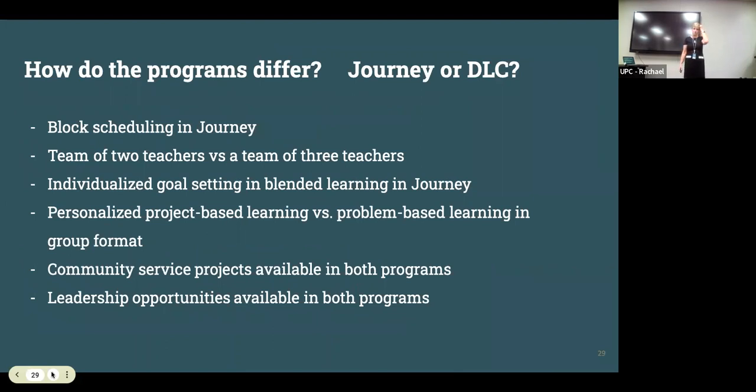So we always get this question, well, how are they different? How do I know which one to go to? Well, I would encourage you to tour both of them, but we have a block schedule in Journey. We have 2 teachers versus 3 teachers, so it's a difference in the number of individuals that they're working with. One is a very personalized learning environment. The other is more of a group learning environment. When we think about community service, both groups offer community service and leadership opportunities. It's really the difference between that personalized approach versus that project-based approach.